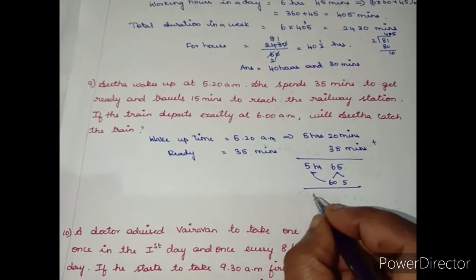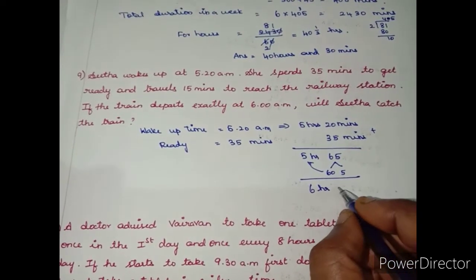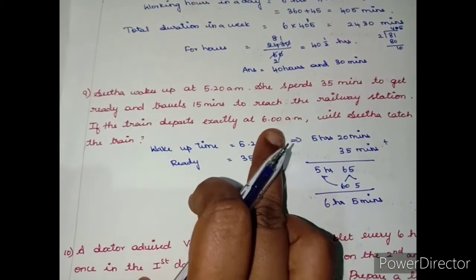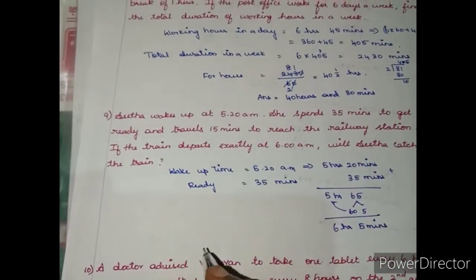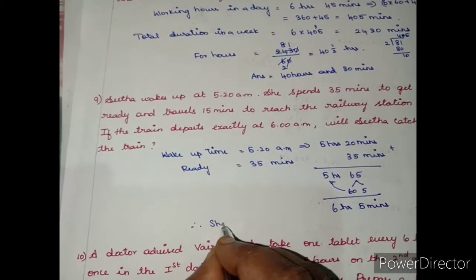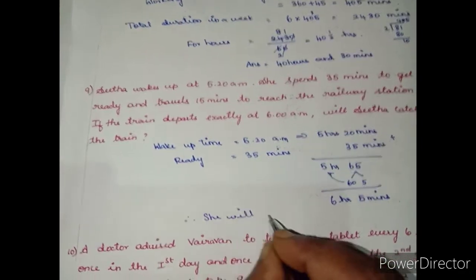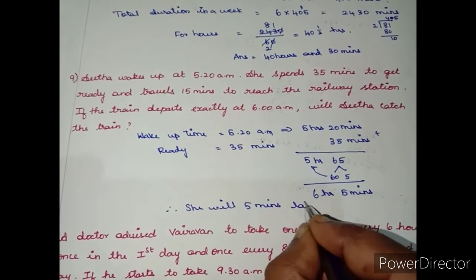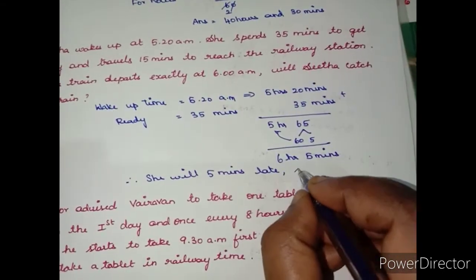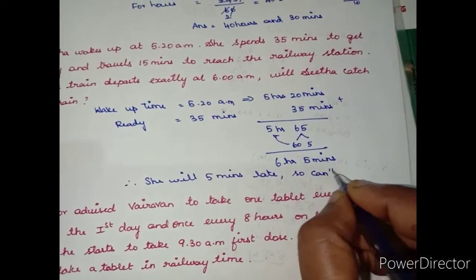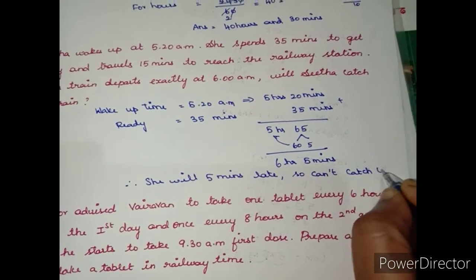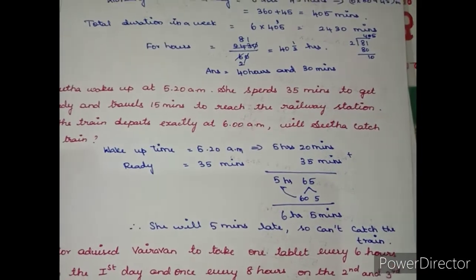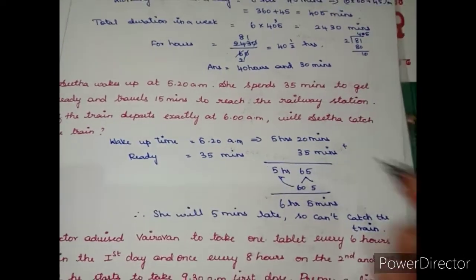So 6 hours and 5 minutes. So what is the depart time of the train? It is 6 o'clock. Therefore, she will be how many minutes late? 5 minutes late. So what is the conclusion? She can't catch the train. Okay, very simple. So we know it, right?